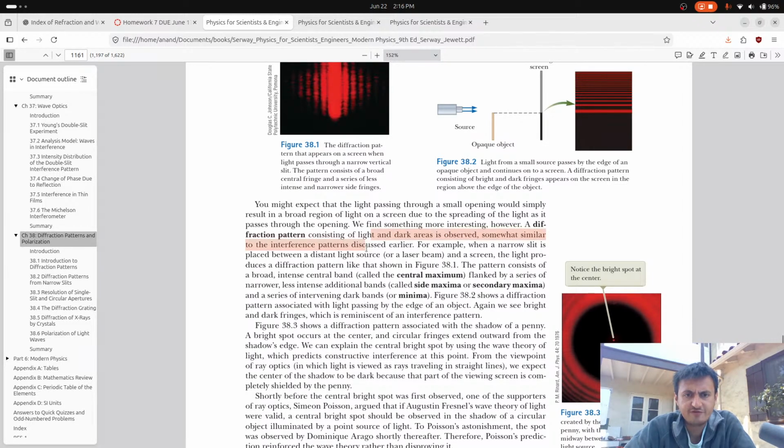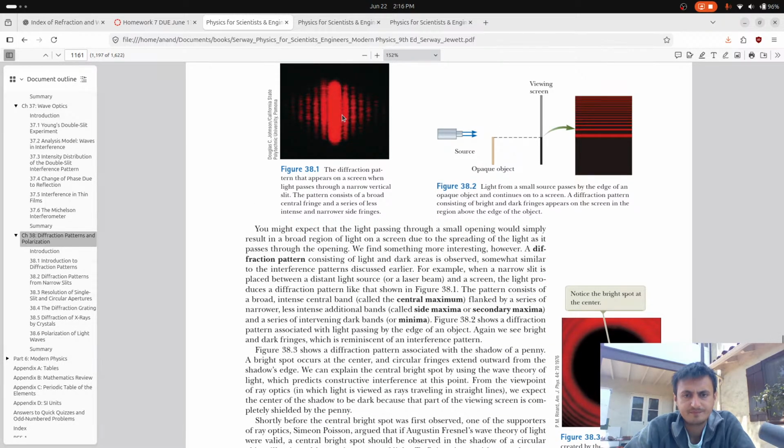Somewhat similar to the interference patterns discussed earlier. For example, when a narrow slit is placed between a distant light source or a laser beam and a screen, the light produces a diffraction pattern like that shown here. The pattern consists of a broad, intense central band called the central maximum, flanked by a series of narrower, less intense additional bands called side maxima or secondary maxima, and a series of intervening dark bands or minima.